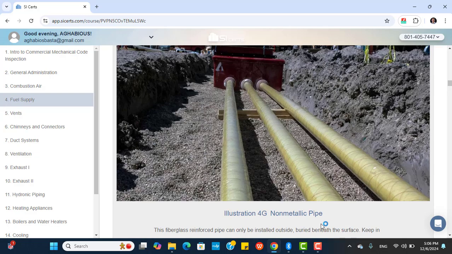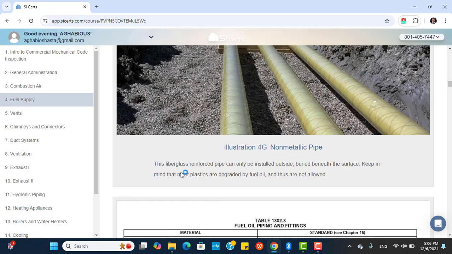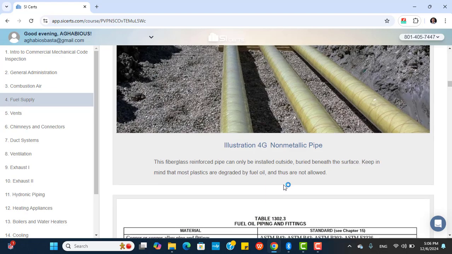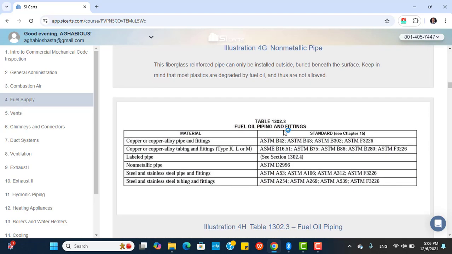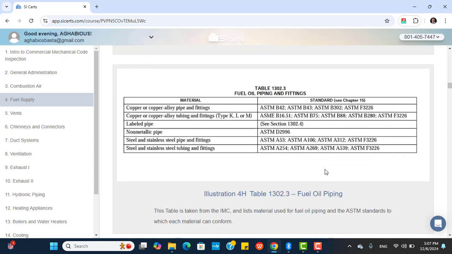Illustration 4g, non-metallic pipe. This is fiberglass reinforced pipe, which can only be installed outside, buried beneath the surface. Keep in mind that most plastics are degraded by fuel oil and those are not allowed. Fuel oil piping and fittings material. Okay, this table shows the material and the standard related to it. Illustration for each.